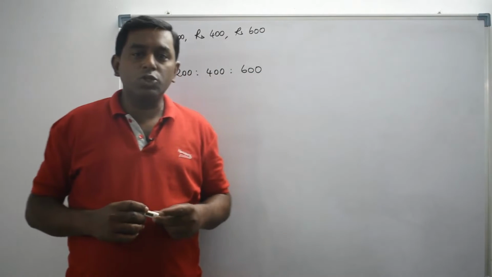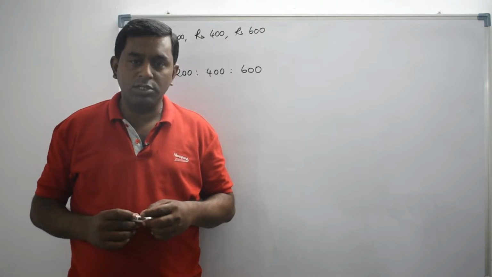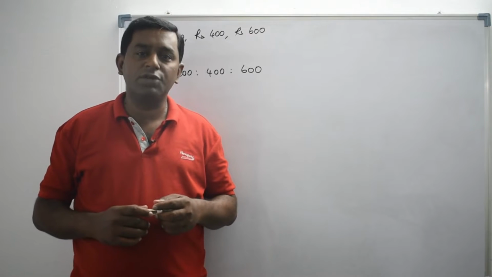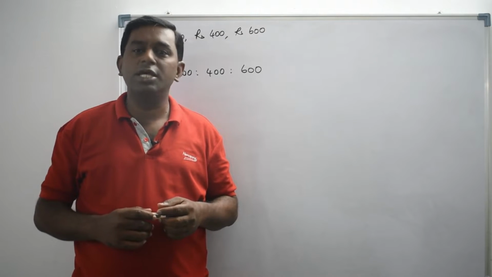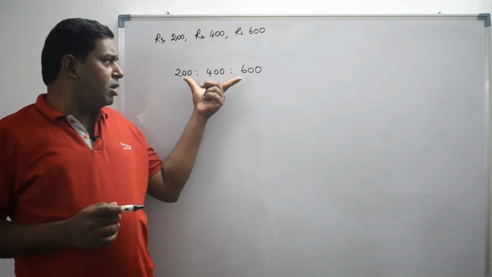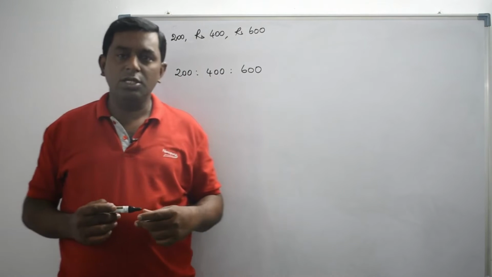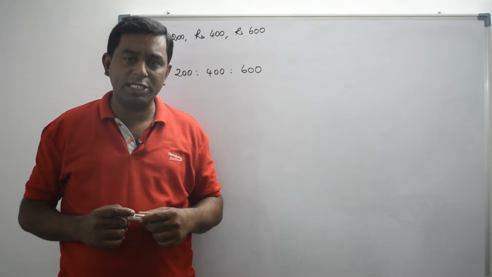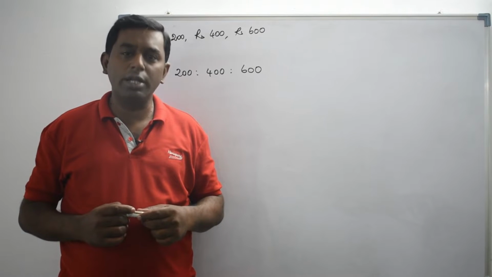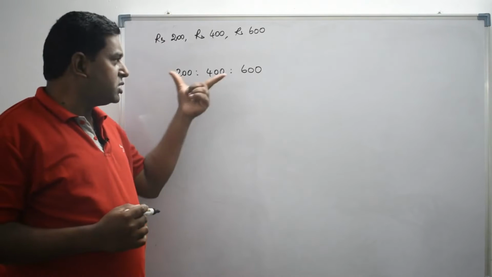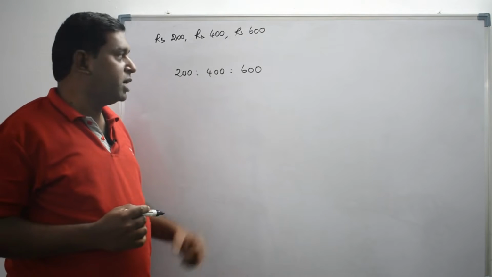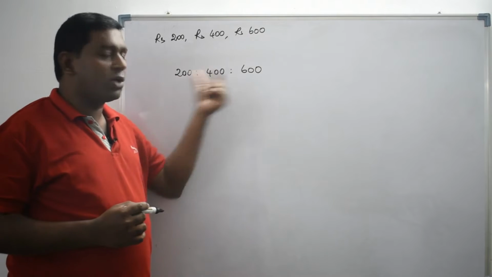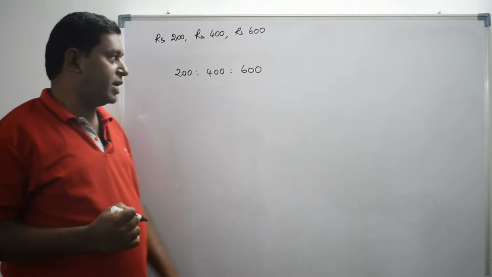Here we have to remember the 2 important properties of ratio. The first property is the terms of a ratio always have to be expressed as integers. Here all these 3 terms are integers. Now the second property: a ratio always has to be expressed to its lowest term or in its simplest form. But this ratio is not in its simplest form because there is a common divisor 200 for all the 3 terms, so we can simplify.